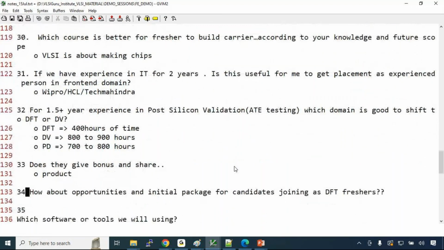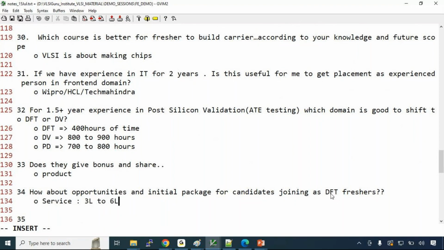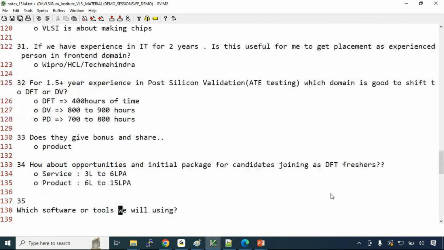How about placements and initial package for freshers joining into DFT? Again, the baseline is simple. A services company, wherever you go, pays between 3 lakhs to 6 lakhs per annum. In product companies, the salary mostly starts at 6 and can go up to 15 lakhs per annum. It doesn't matter whether it is DFT, DV, PD or anything. This is generally the range that exists.